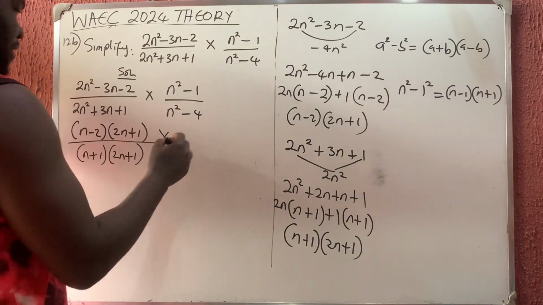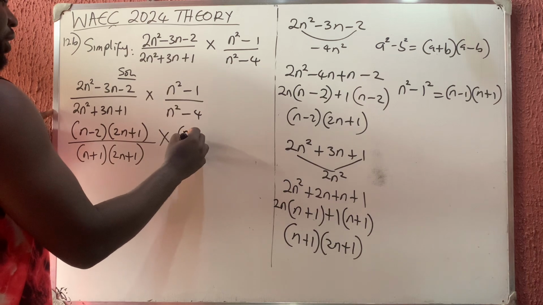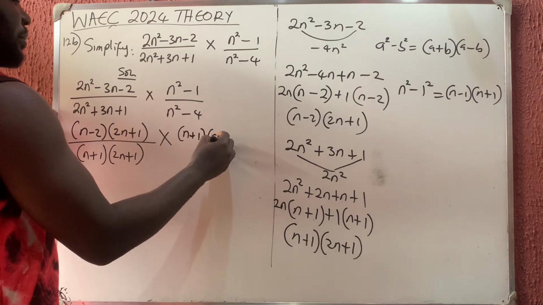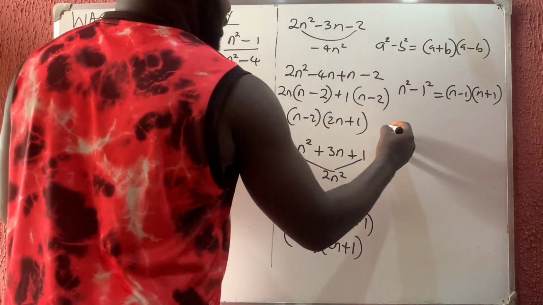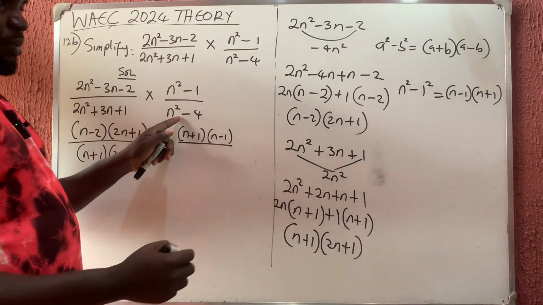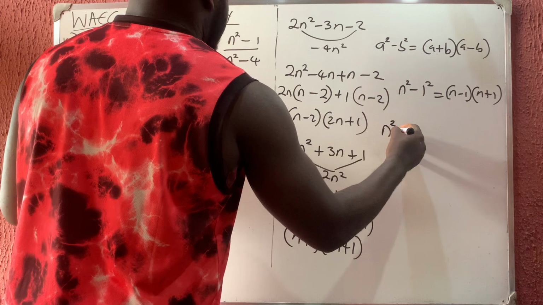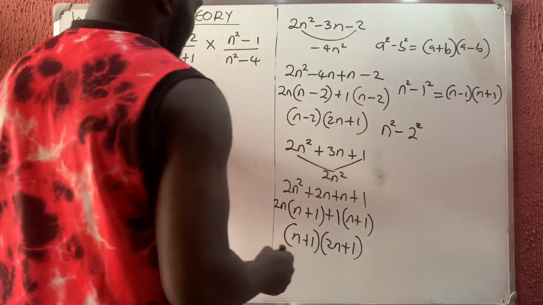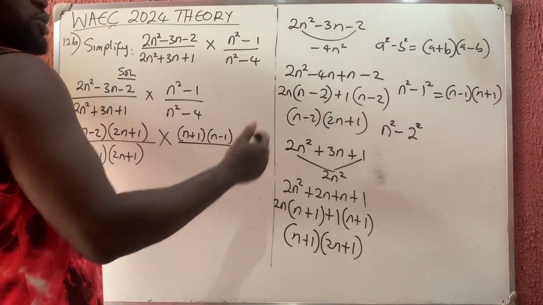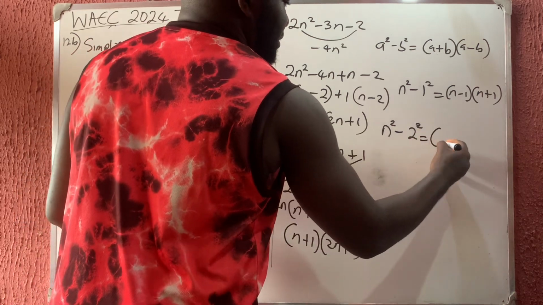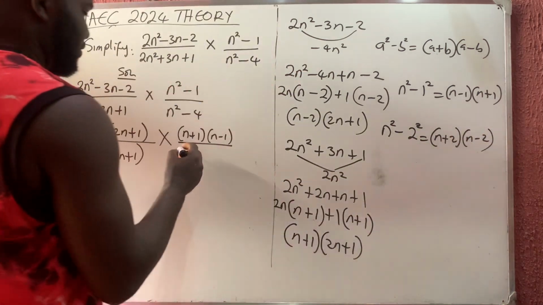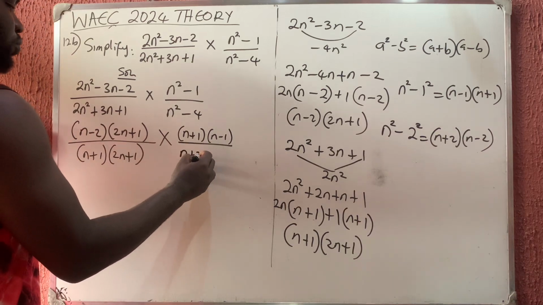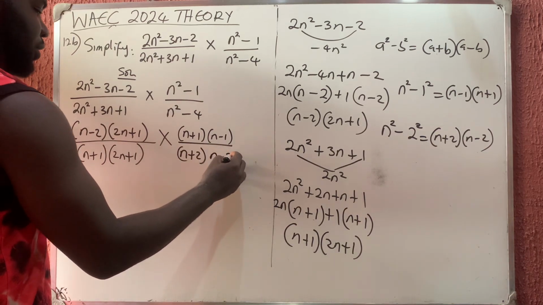So we're having here for the numerator, (n + 1)(n - 1), all over, the same thing here again. This one can be written as n² - 2², because 4 is the same as 2². So it's equally difference of two squares. So it's the same as saying (n + 2)(n - 2). So we have the denominator as (n + 2)(n - 2).